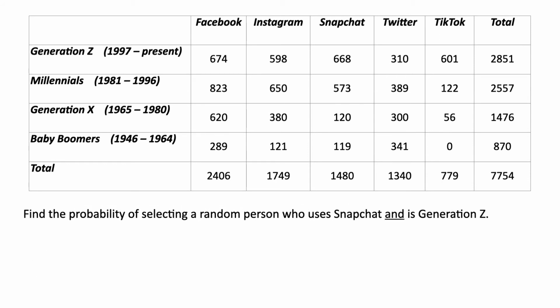Find the probability of selecting a random person who uses Snapchat and is from Generation Z. Both have to apply, Snapchat users and Generation Z. Well, that would be 668 over the total. And so that would roughly be 9%. 9% are from Generation Z and use Snapchat.